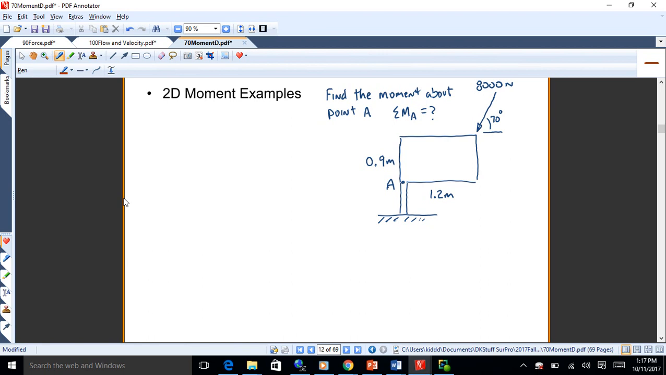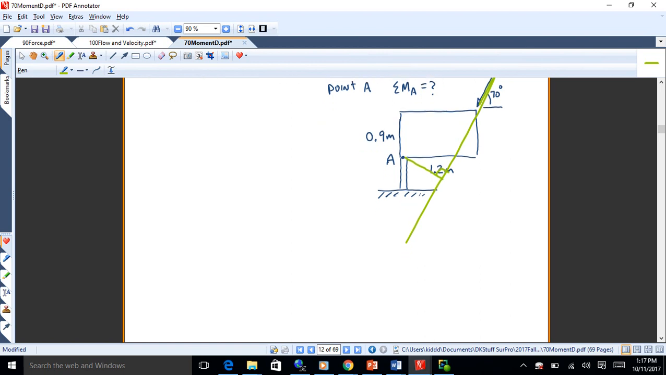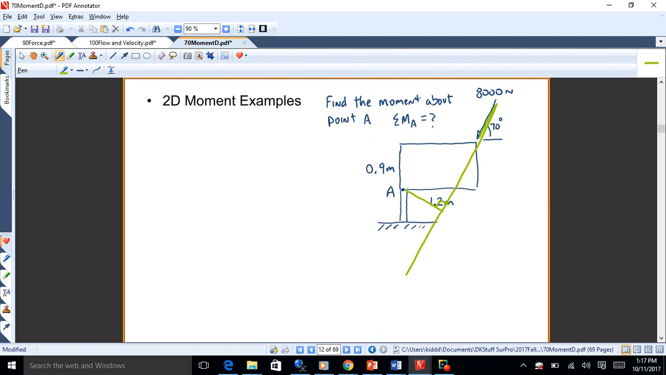Now, if we were going to do this, we've got to use a perpendicular distance to the force. So with this particular force, what we'd have to do is extend the force along its line of action and then find a perpendicular distance from point A to the line of action of that force. But that's going to get into a little bit of geometry, and it's a lot more trouble than I'd want just to calculate a little moment. So there's another way you can approach this that works a little bit easier, okay?